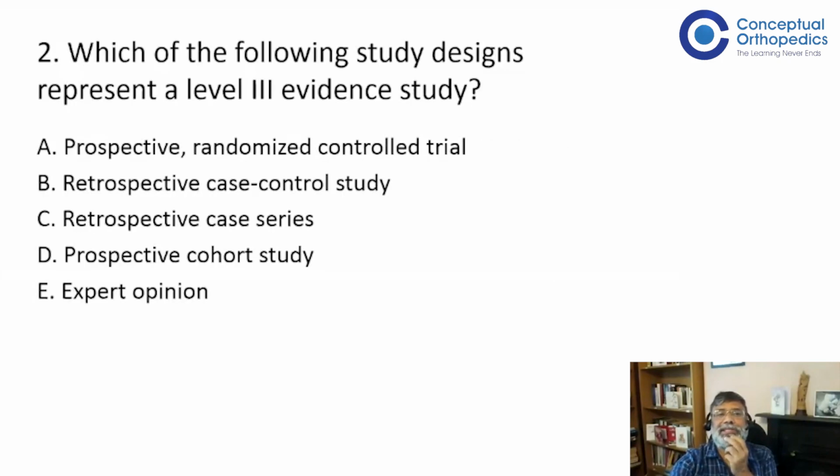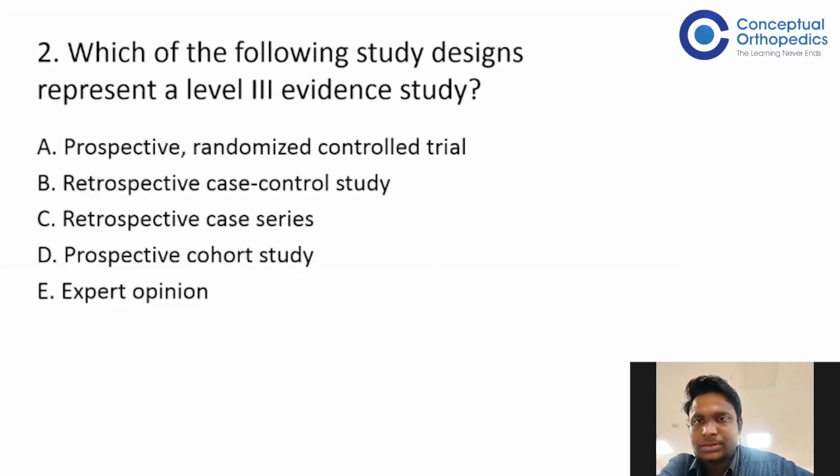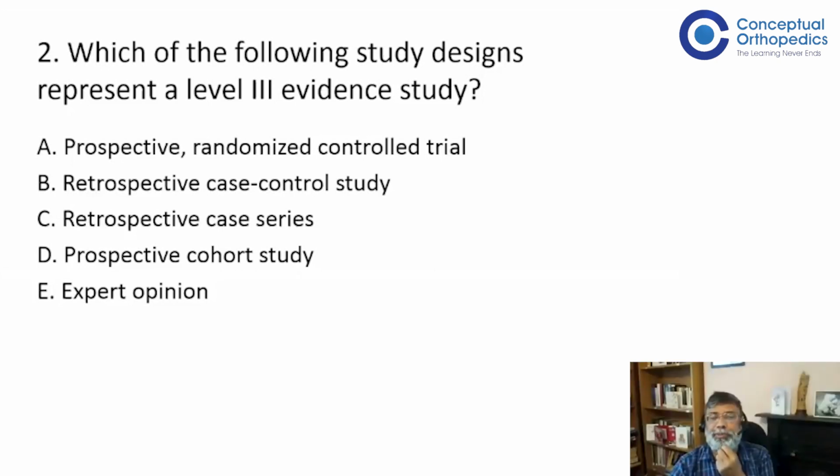So in this case, what is it talking about? Which level does it want to know? Level 3. So which will be level 3 according to you now? The top level is randomized controlled trial, meta-analysis, and systematic review. Then below that is the prospective cohort study. So level 3 will be case control retrospective. Okay, sir. Level 4 will be case series, and level 5 will be expert opinion or case report. Okay.